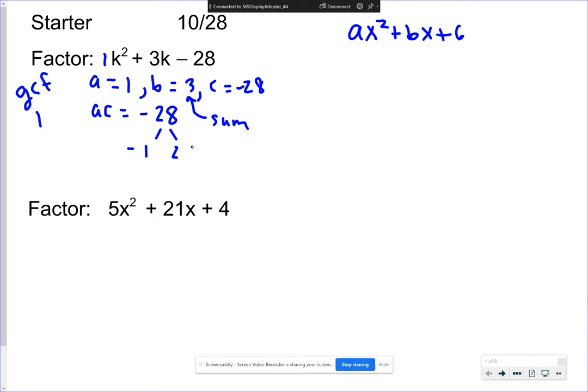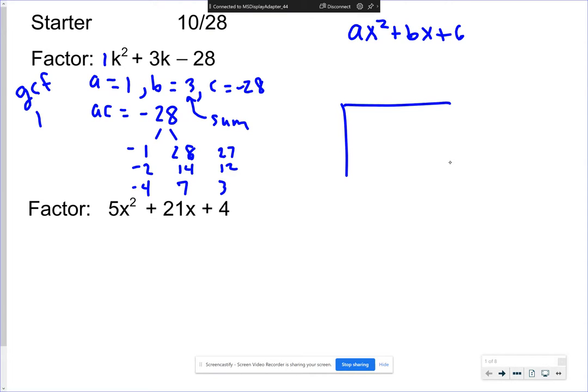Negative 1 and positive 28 is going to give me a sum of 27, so that's not it. Negative 2, positive 14, that gets me a sum of 12. That's not it. And even if I switched it to a positive 2 and a negative 14, that still wouldn't work. Negative 4, positive 7. Notice the sum there is a 3, and the 7 is bigger than a 4. I need that because the sum is a positive 3. Okay, all those things we talked about in class or in the videos.